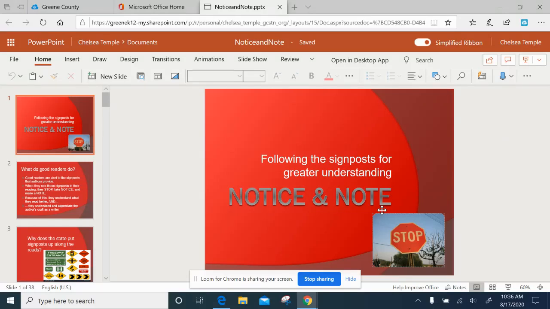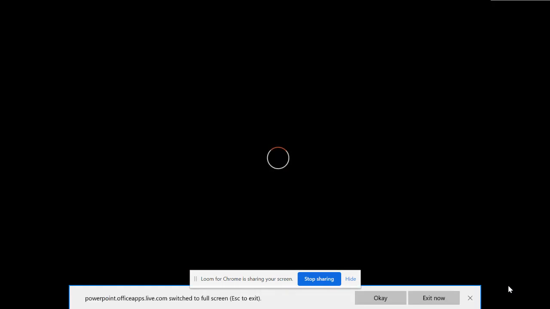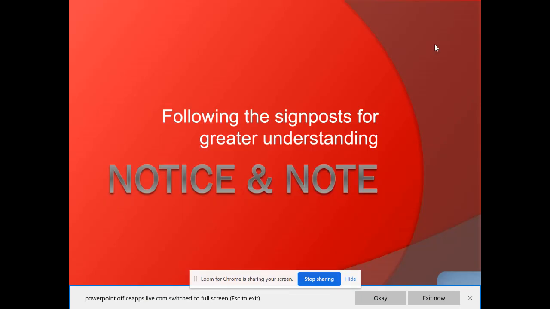Today we're going to be talking about something called Notice and Note, and it is a creation by a group of academics who studied reading and literature, and they thought, wow, a lot of books have a lot of things in common, so how do we help students sort through a story or a piece of literature and help them understand better? So Notice and Note was born.